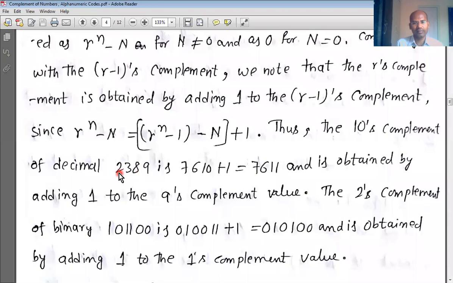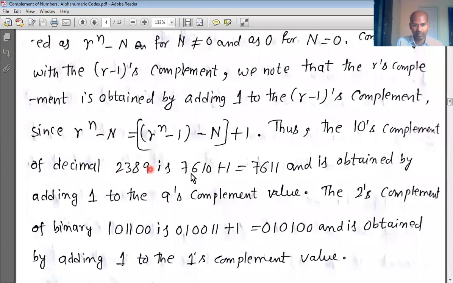If you have a given number n with this many digits, 4 digits, you have to subtract that number from 10 power 5. Not 10 power 4, 10 power 4 plus 1, which is 5. And the result is your tens complement. Instead, what we can do is find out the 9's complement of 2389. We know how to do it. Just now we found it. Find out the 9's complement of 2389 and to the result add 1. That gives us the 10's complement of this number.